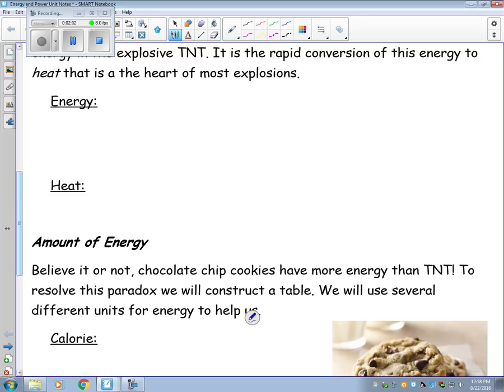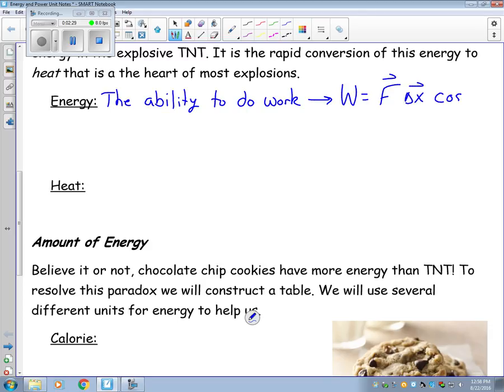Energy is the ability to do work. I don't want to get too involved with math, but I do want to show you some math. Work is a force vector times a displacement vector times cosine of the angle between them.